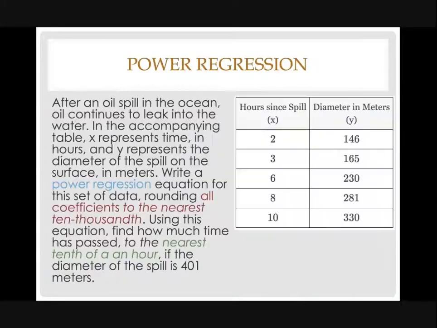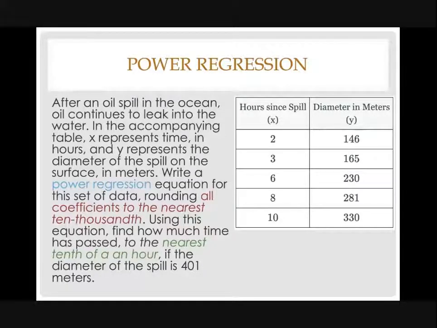Now, a power regression is similar to an exponential regression. However, power regressions don't necessarily increase at the same rate. They don't increase as steeply as an exponential regression. They will increase, just not at as fast of a clip.